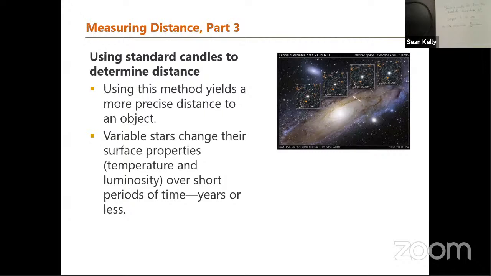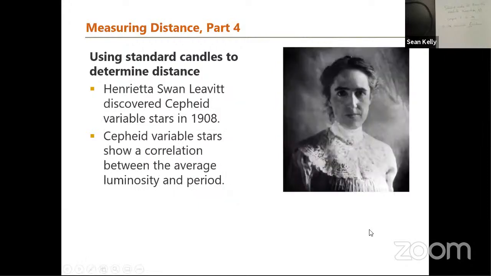A variable star is a star that changes its luminosity over time, right? So it gets brighter and it gets dimmer and it gets brighter and it gets dimmer, but it has a regular time for that, a regular period. And we are going to credit the woman who figured this out. She is a pretty important person in our life. You need to know her name. Her name is Henrietta Swan Leavitt. And she discovered the Cepheid variables in 1908.